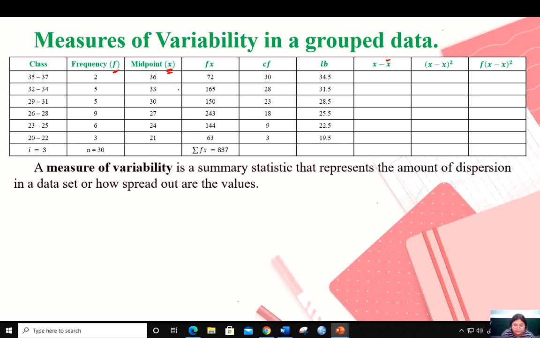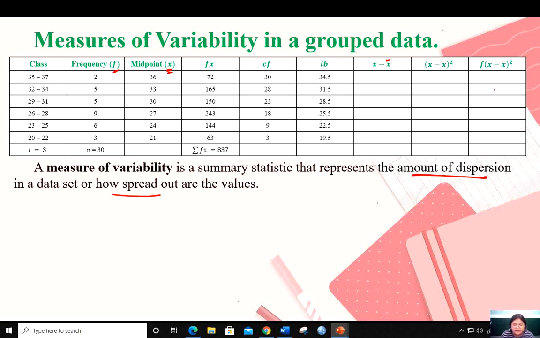Okay, first, let's define what is the measures of variability. It is a summary statistics that represent the amount of dispersion. When we say dispersion class, it is the distance. Okay po. Ito yung paglayo or paglihis nila sa mean. Okay po. Sabi dyan, the amount of dispersion in a data set or how spread out are the values from the mean.